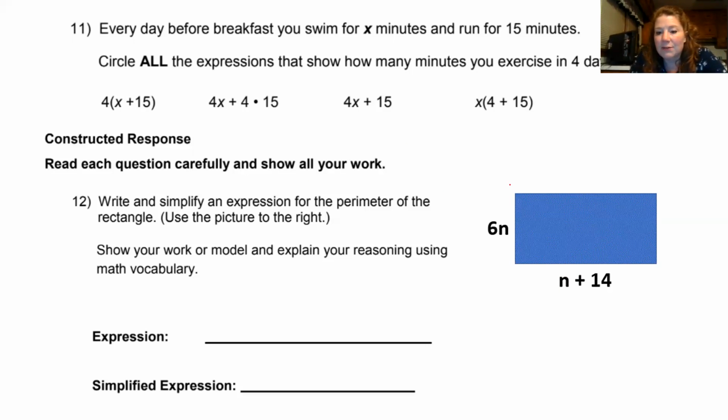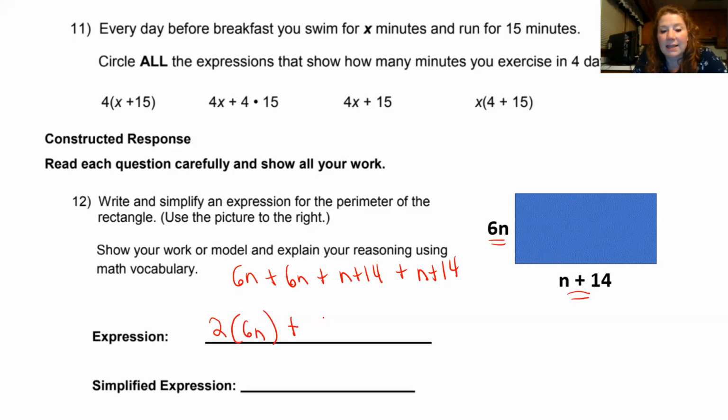So for perimeter, we have 2 sides that equal 6n and n plus 14. There's a couple of different things I can say. I can say 6n plus 6n plus n plus 14 plus n plus 14. Basically what I'm doing is doubling 6n, and to that, I'm adding the fact that I'm doubling n plus 14. Okay, so both of these are equivalent.